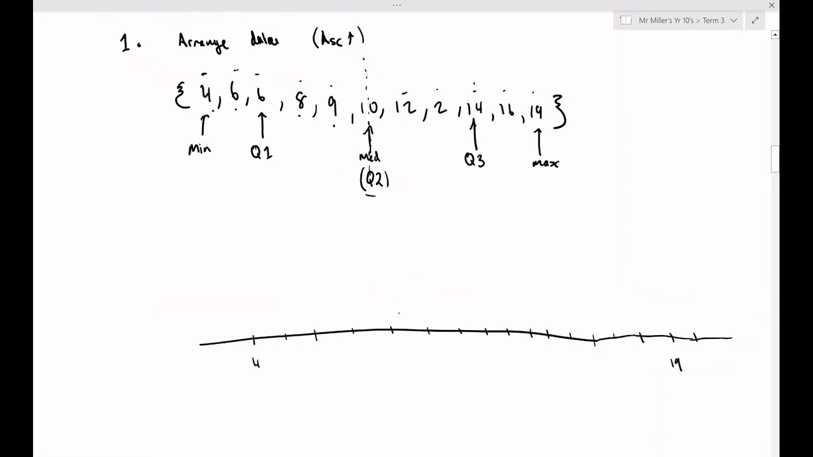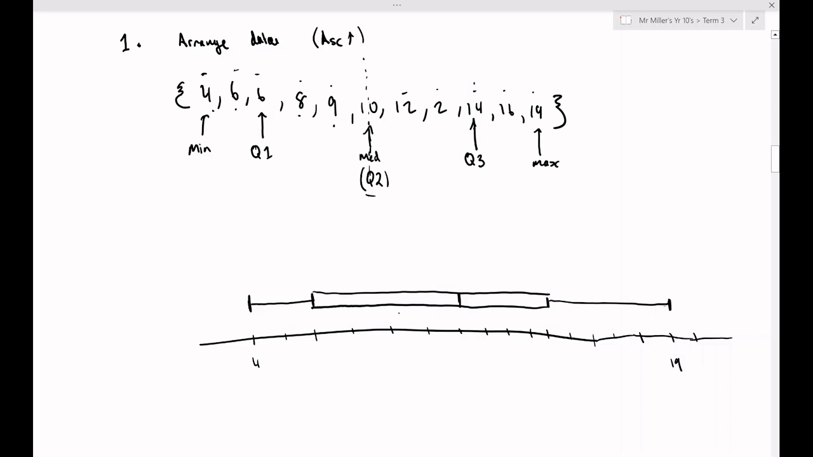Yep, and we can just place each of the 5 figures as vertical bars on our number line. 4, 5, 6, that's going to be Q1. 7, 8, 9, 10, there's Q2. 11, 12, 13, 14, Q3. And then the maximum, 19. The middle 3 bars we're going to connect up to make our box, and then the whiskers are going to connect our box to the minimum and maximum.